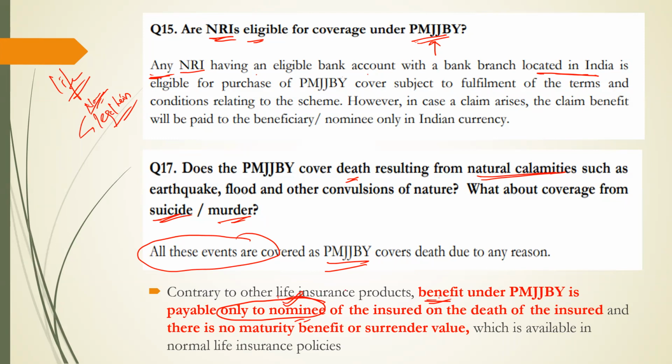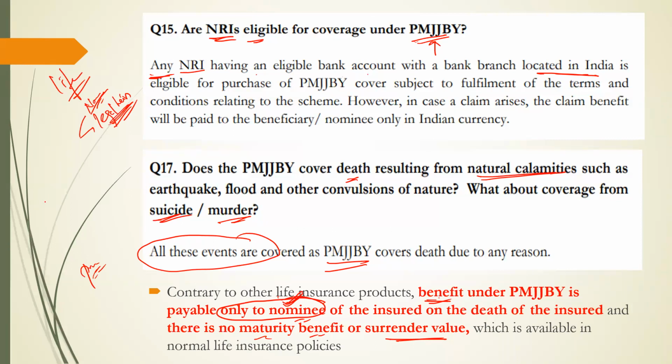The reason being, the government wants to ensure that all the people are insured. That is why it wants premiums to be very low. So that is the reason it is giving the benefit only to the nominee, not to the legal heirs also. And at the same time, there is no maturity benefit or surrender value, because the concept is life insurance, it is not used for investment purposes. Fine, I hope this is very clear.